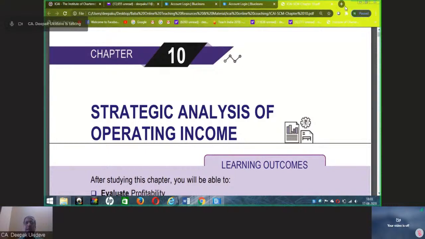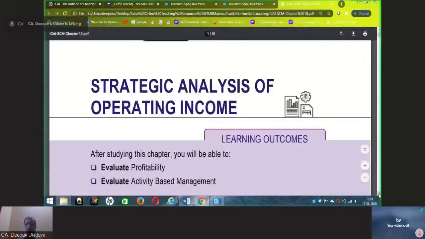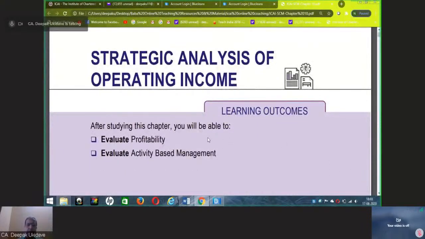So in today's class, only one session has been devoted to this topic, chapter number 10, strategic analysis of operating income. The chapter title is in front of you. I'll scroll it down. The learning outcome, better to tell in the beginning itself, only two learning outcomes. Number one, evaluate the profitability over the years. Generally, the data is compared for 2 years. So 2018 versus 2019, evaluate the profitability.